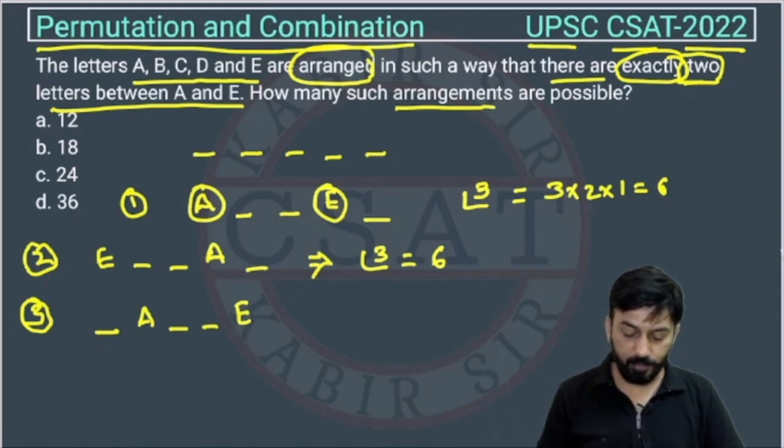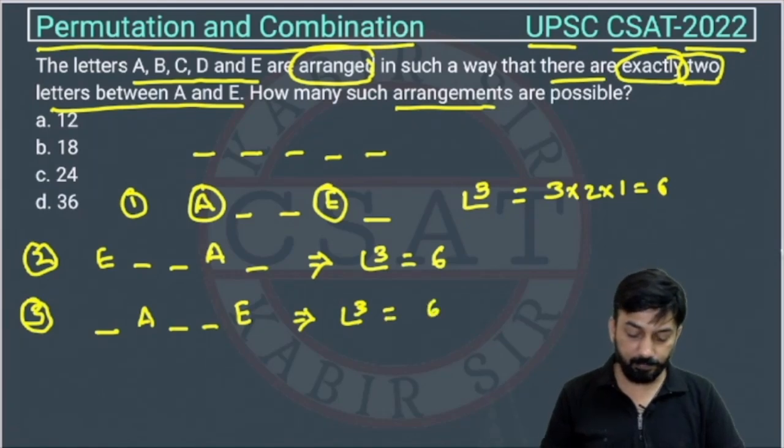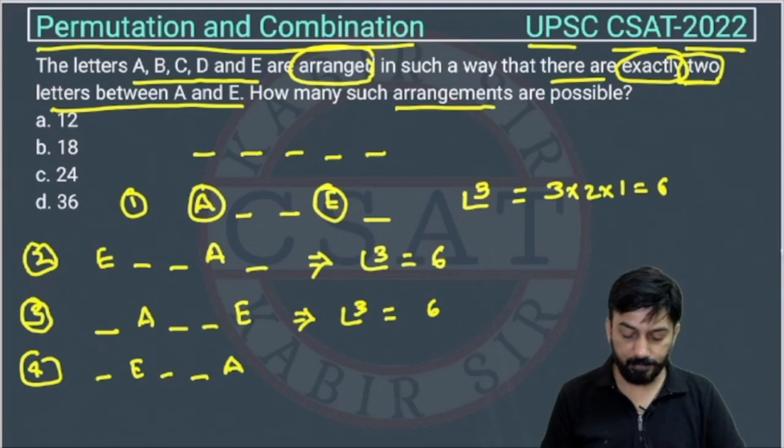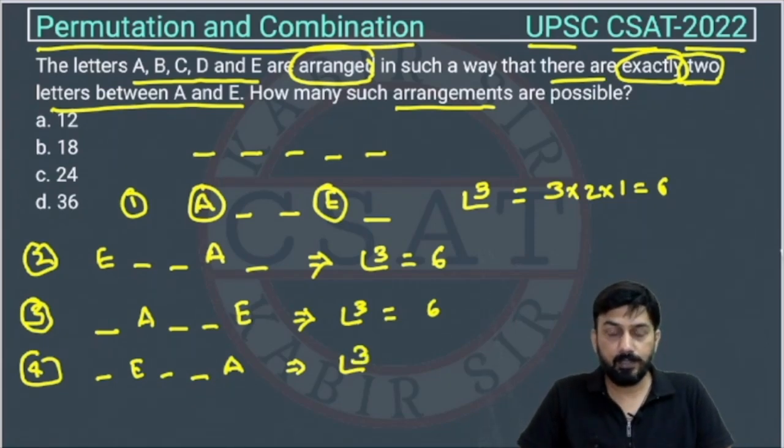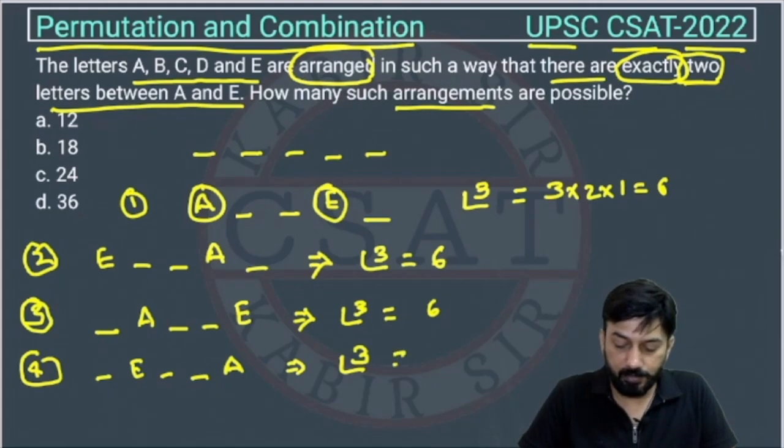Okay, so again we are having three letters, and the three letters can be arranged in three places in factorial three ways. Okay, so the answer is 6 again, and there is again one possibility 4, because maybe it is possible that E is here and A is at last place, right? If this is the case, then it will again be factorial 3, because 3 letters can be arranged in 3 places. And how many ways? Factorial 3. So this is again 6, right?